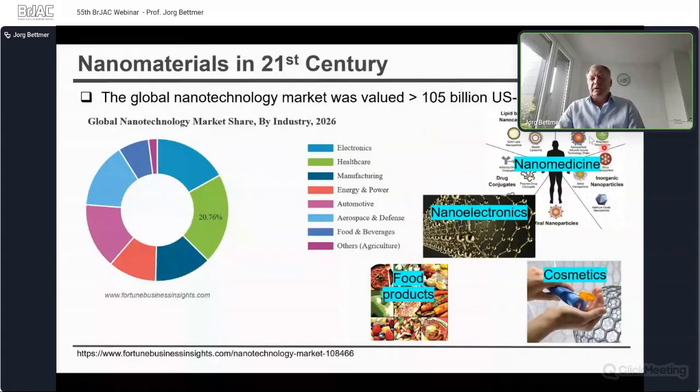Just to mention some areas where nanomaterials are used: nanomedicine, nanoelectronics, of course, because of the different properties these nanomaterials have. We find a lot of food products in which we intentionally add some nanomaterials. Could be, for example, titanium dioxide to make some materials more white, or silicon dioxide to improve the properties of the food products. But you also find a lot of nanomaterials in cosmetics, for example, zinc oxide, titanium dioxide, or even elemental silver nanoparticles.